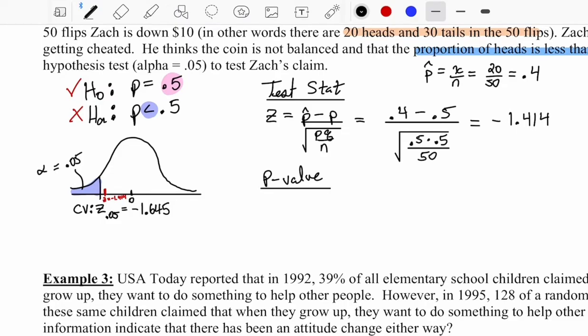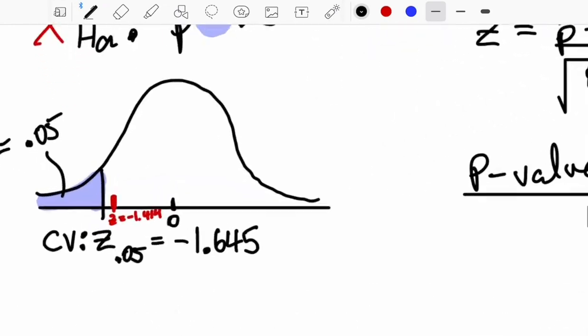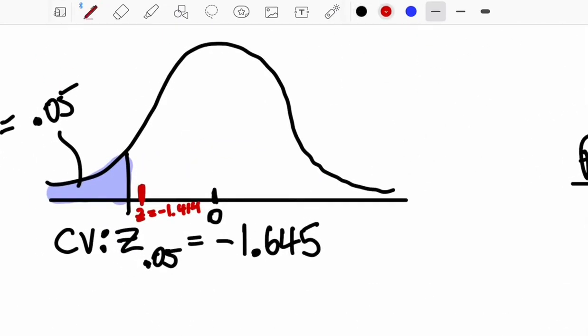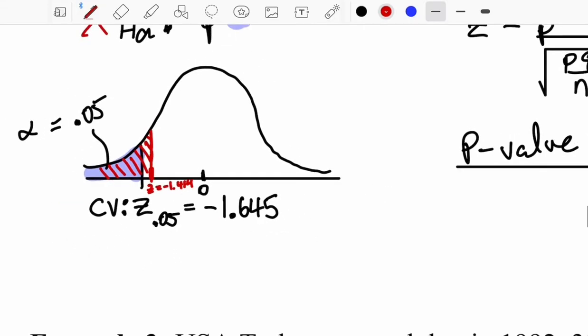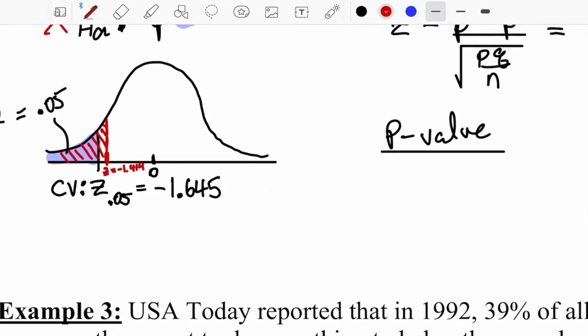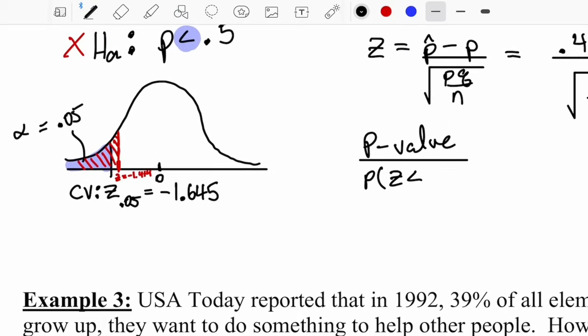All right? And so for the p-value, we rely on the alternative hypothesis. This is saying the left side of the graph. It's a left-tailed test, left side of the graph. What I would be looking for is the probability that the z-value is less than this benchmark. So this region here. That is the probability that z is less than negative 1.414.